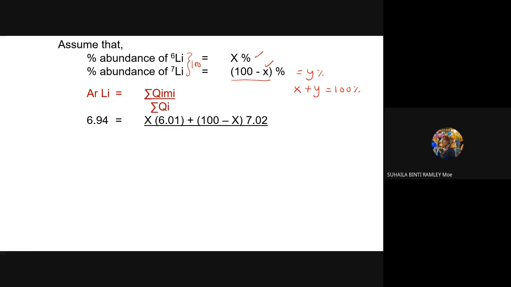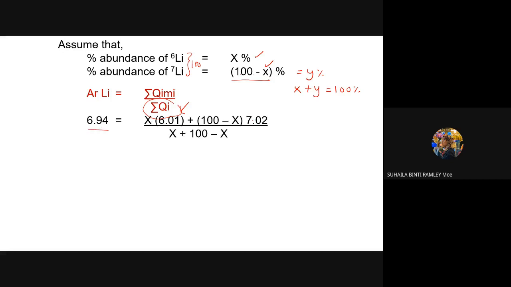Substitution. So this one is for lithium 6 earlier. Lithium 6 is X, so the quantity is X and the mass is 6.01. For lithium 7, it is 100 minus X, the mass is 7.02. And the sum of the quantities is 100: X plus 100 minus X becomes 100.